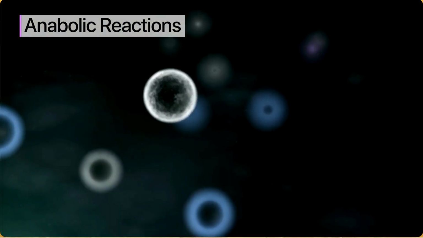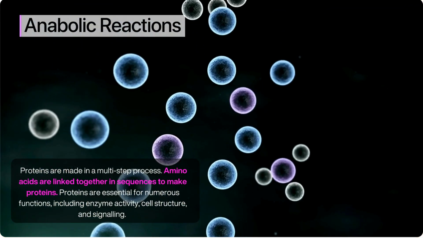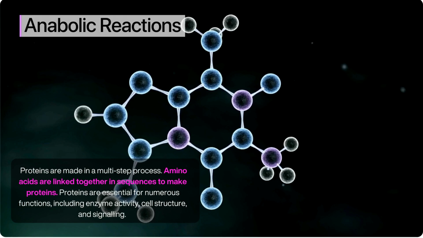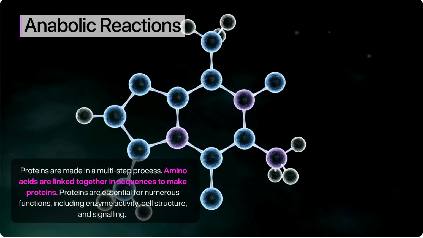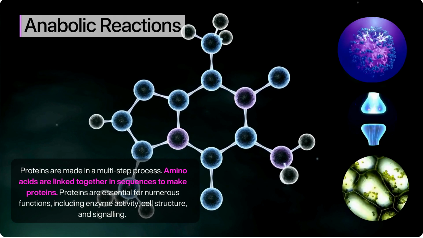Finally, let's look at proteins. Proteins are made in a multi-step process. Amino acids are linked together in sequences to make proteins. Proteins are essential for numerous functions, including enzyme activity, cell structure, and signaling.